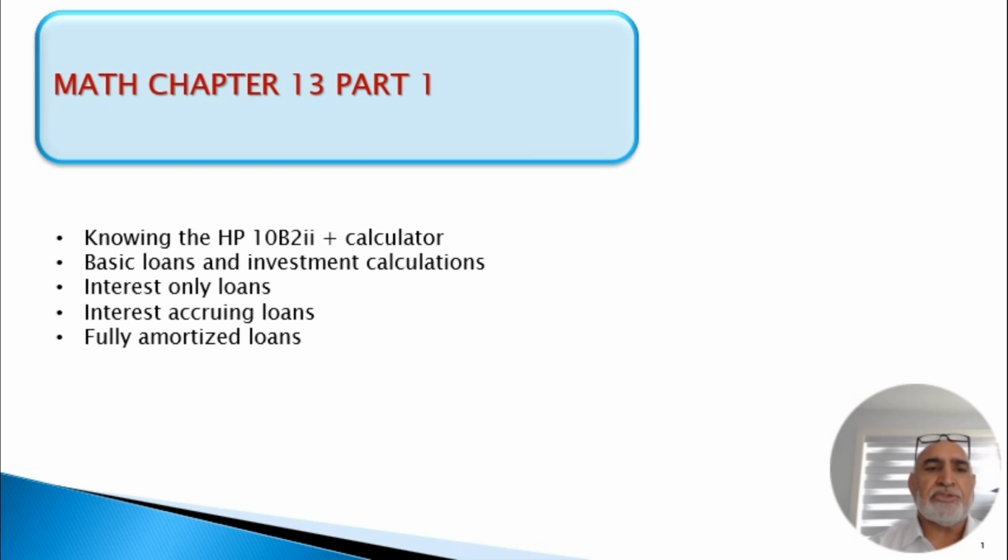In the first part of chapter 13, we'll discuss how the calculator is used, how to use it well, and all the keys for the HP 10B2 Plus calculator. We'll talk about the basic loans and the investment calculations. We'll talk about interest-only loans, interest accruing loans, and fully amortized loans.